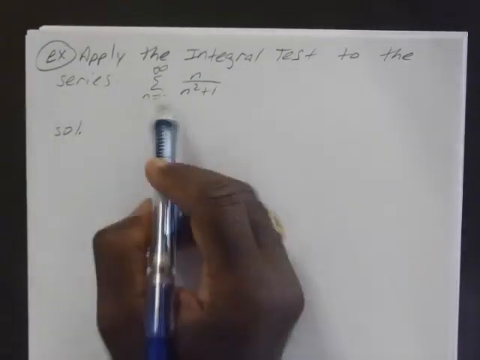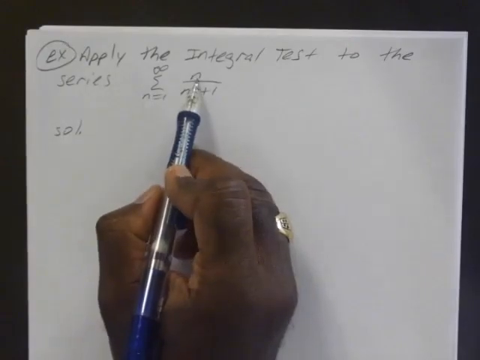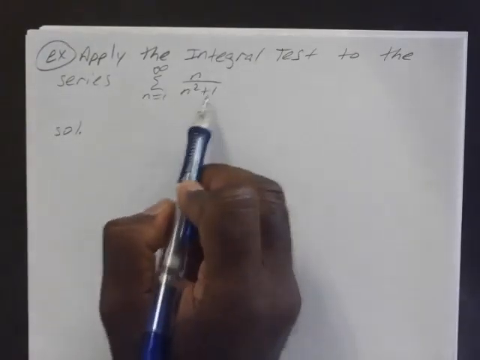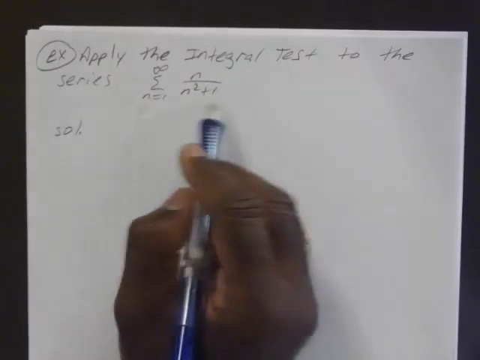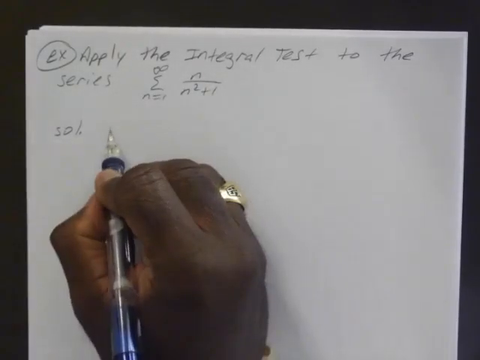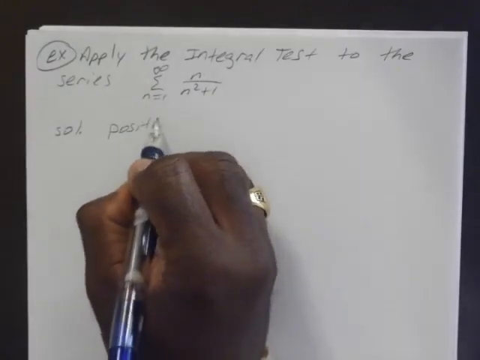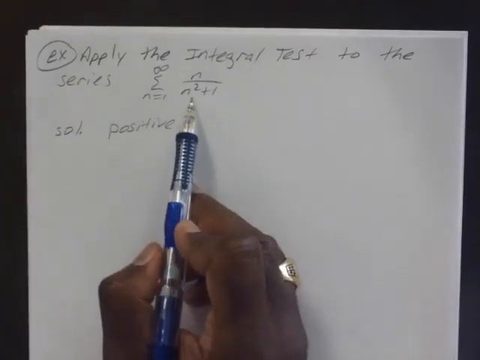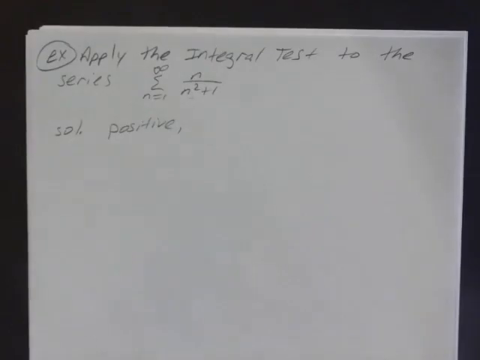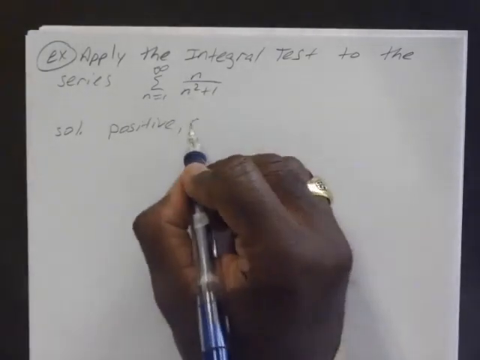Okay, so we can see that for n greater than or equal to 1, this whole thing is positive. You plug in 1, it's positive, 2, it's positive, it'll keep on going. It's always going to be positive. And there are no undefined values for n greater than or equal to 1. Plug in any number equal to 1 or larger, you will have a defined value. So it's continuous.